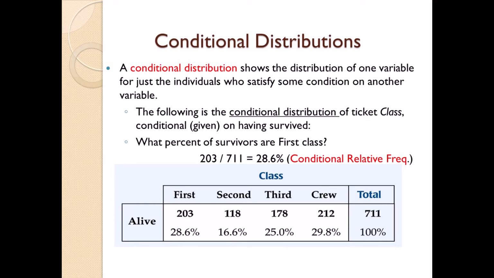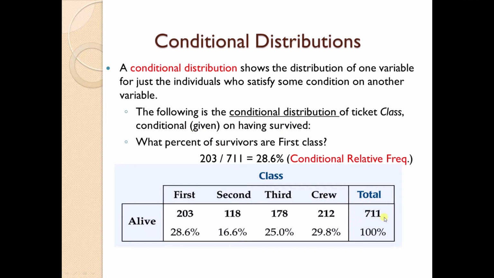The following is the conditional distribution of ticket class given, or conditional on, having survived. So this is the condition: it's alive. You notice that the table was shrunk and the dead people were taken out. We're only looking at those who lived, because we have a condition, given that the people survived. And then the question is, what are the percentages?